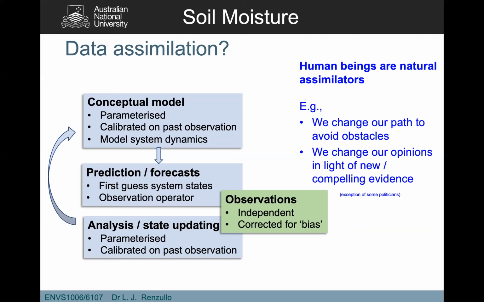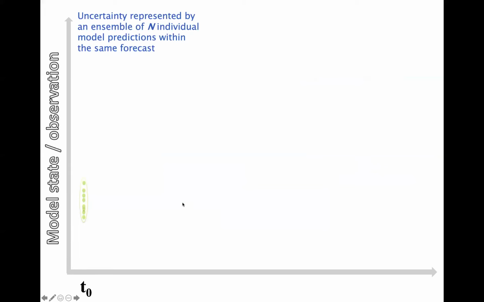Human beings are natural data assimilators. For example, we walk along a path, and when we see an obstacle, we avoid it. Our trajectory will change to avoid collision with the obstacle. We can even change our opinions in light of new or compelling evidence. Well, that is, most of us can. Some politicians, maybe not.